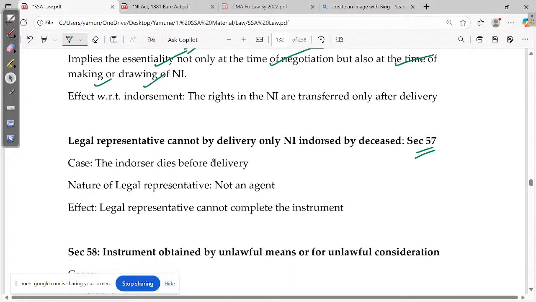Legal representative cannot, by delivery only, negotiate an instrument endorsed by the deceased. Yes, you have to check in what mindset the deceased had done it. So the legal representative cannot complete the instrument.